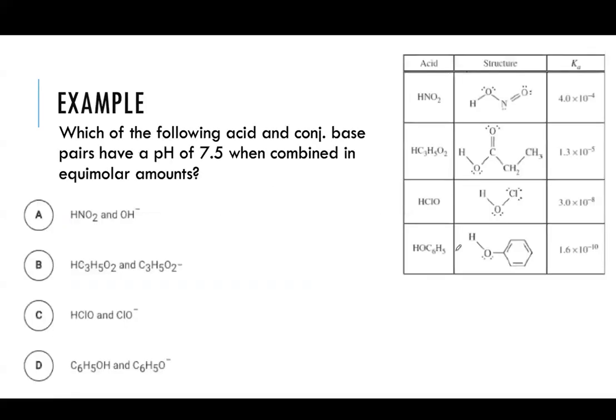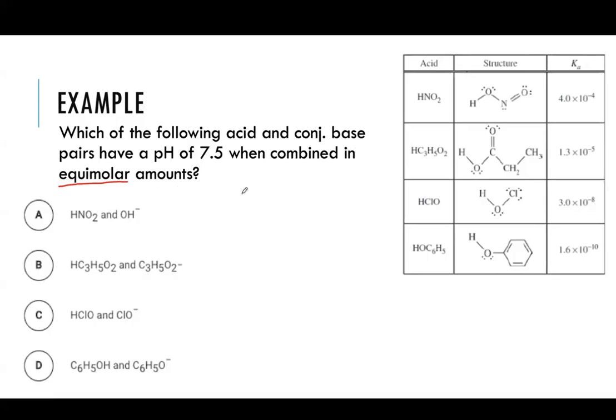Let's look at another example. In this example, which of the following acid and conjugate base pairs have a pH of 7.5 when combined in equimolar amounts? If you're still paying attention, send Mr. Chen an email explaining what the word equimolar means. Equimolar means that the concentration of your acid and the conjugate base are equal, or they are the same in terms of their molar concentration.